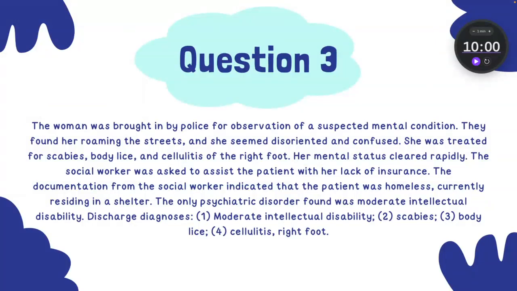I hope I got all the social determinants of health on here. The only psychiatric disorder found was moderate intellectual disability. Discharge diagnoses: moderate intellectual disability, scabies, body lice, cellulitis, right foot. So I just kind of blurted that out, but I hope I got those codes on there. I believe I do, but we need to definitely assign those codes for the social determinants of health.